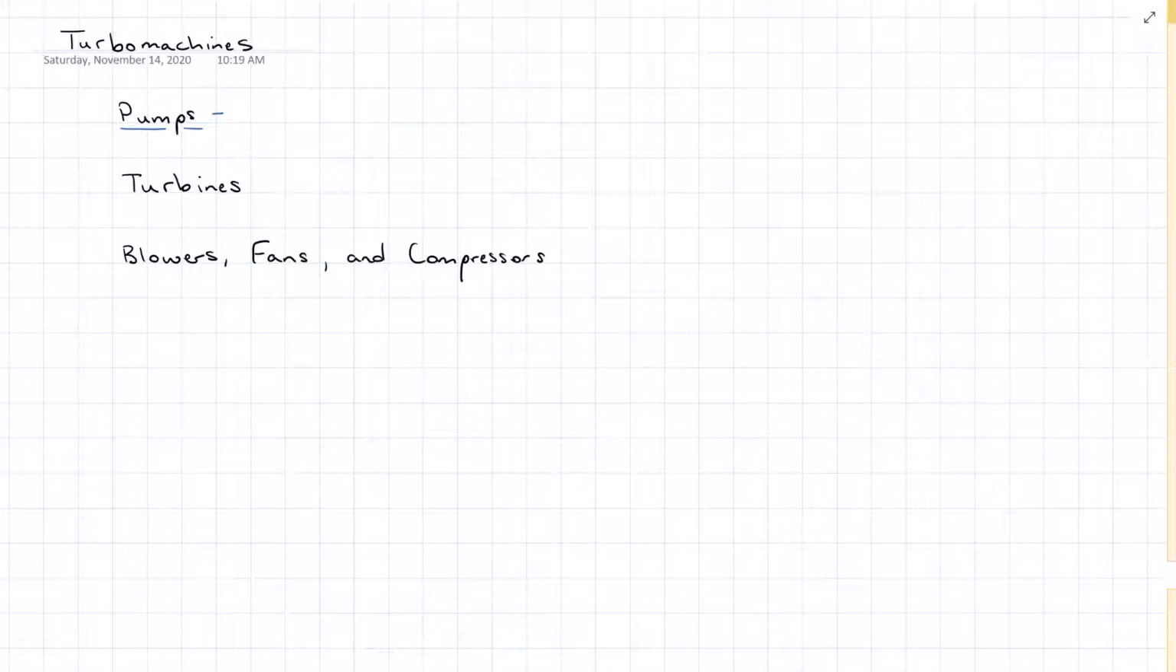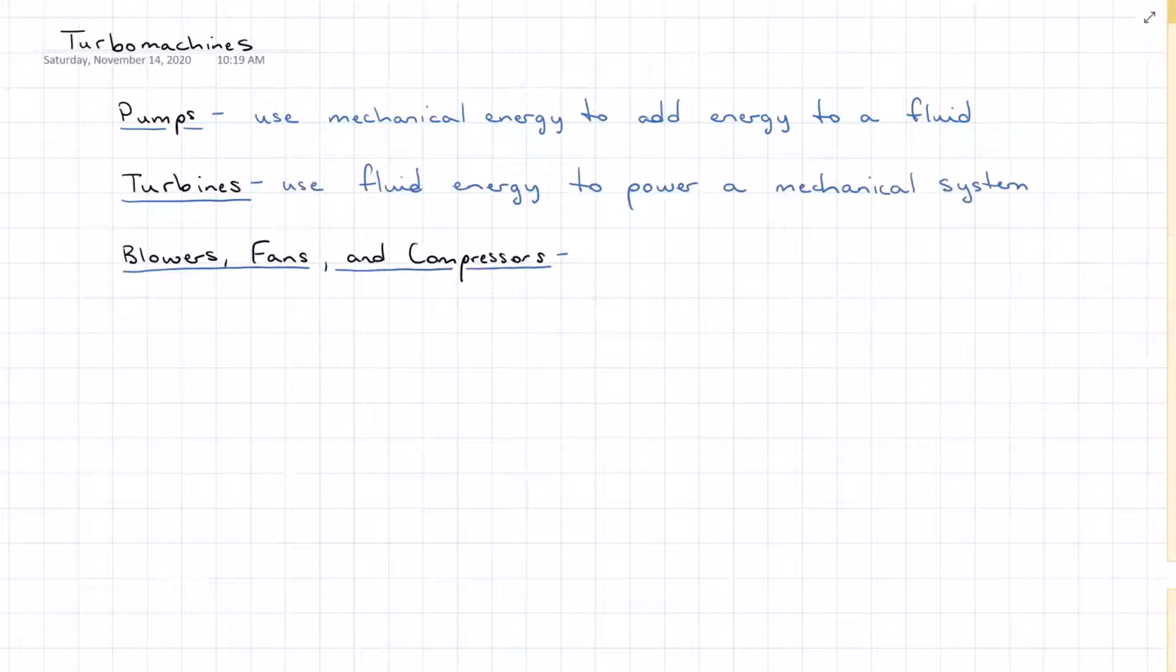Pumps use mechanical energy to add energy to a fluid. Turbines are the exact opposite of pumps. They use fluid energy to add mechanical energy to a system. Blowers, fans, and compressors are similar to pumps in that they use mechanical energy to add to fluid energy.